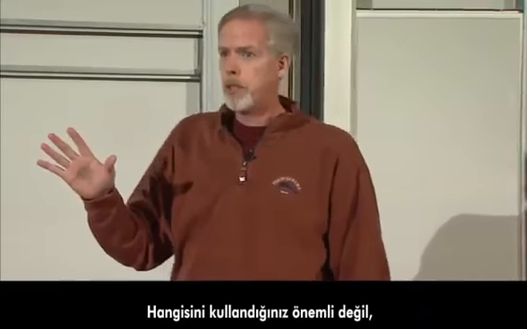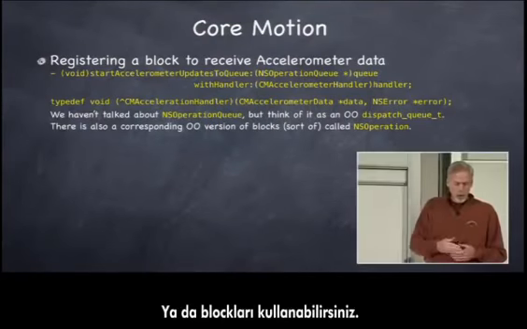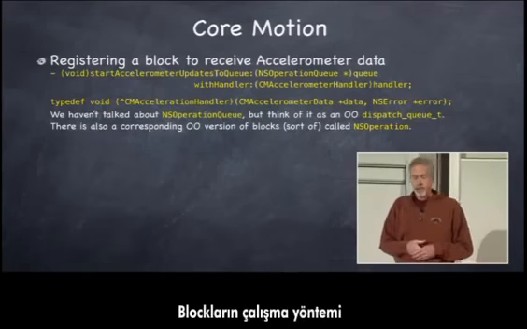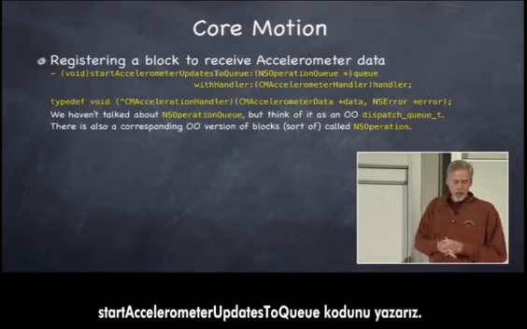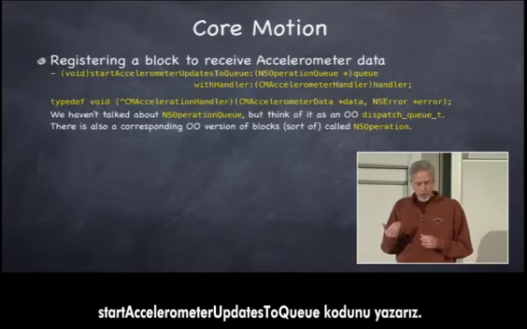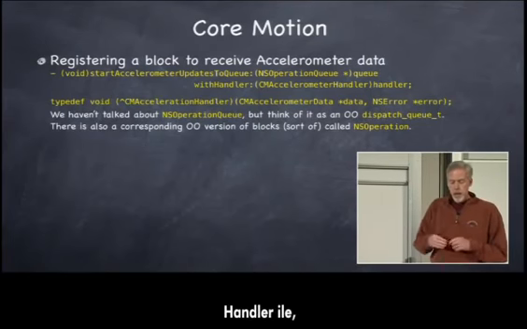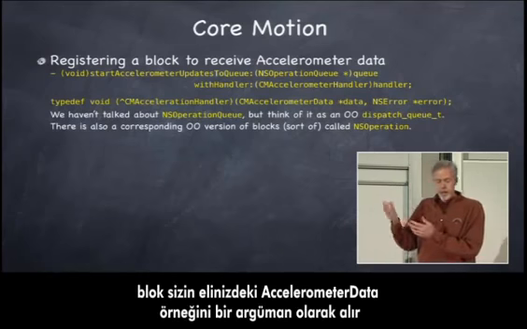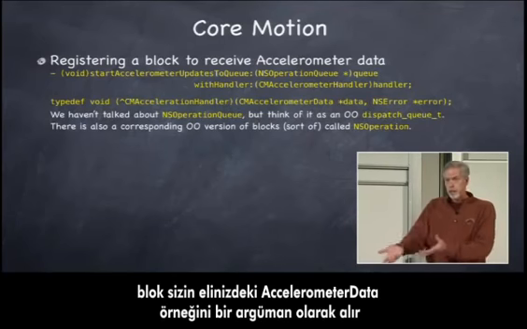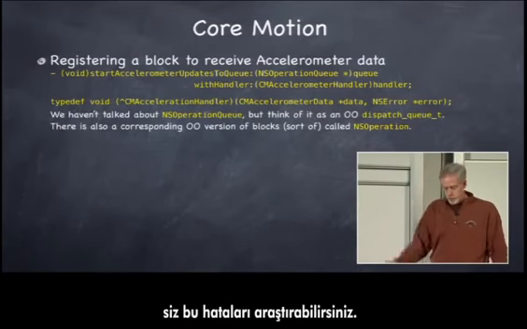No matter which one of these things you're doing, you can poll, as I showed in the previous slides, or you can use blocks. The way the blocks work, for example, for accelerometer data, you just say start accelerometer updates to queue, and you give it an operation queue. I'll talk about that in a second. With handler, and then the handler is a block. The block takes as an argument the accelerometer data sample that you just got, and also an NSError, which has errors you can look up.